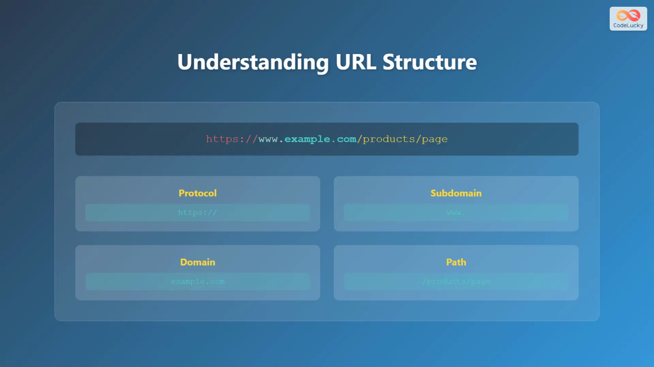For example, in the URL https://www.example.com/products/page, HTTPS is the protocol, www is the subdomain, example.com is the domain, and /products/page is the path. Understanding these components helps in extracting the domain efficiently.